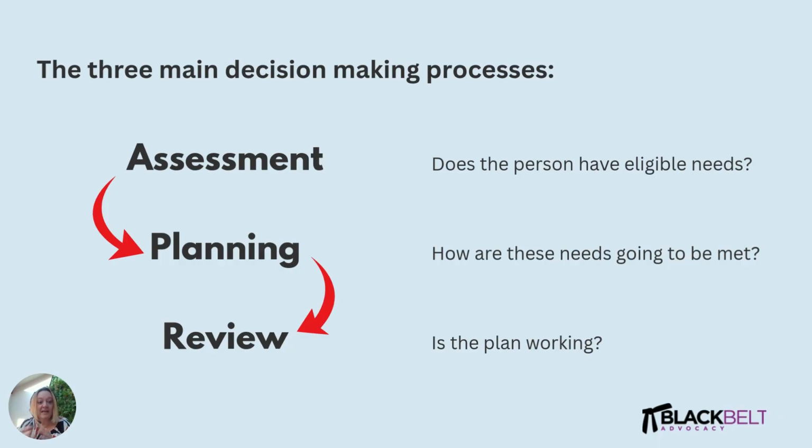If you think about the journey through adult social care, it starts with assessment, which is asking the question: does the person have eligible needs? If they do, then we move on to planning, and the purpose of planning is to say how we're going to meet those needs. After planning, we move on to the review, which is to simply say, is the plan working? And if it isn't, then we might revise the care plan, so we go back to planning, or we might do a reassessment of needs if the person's needs have changed.